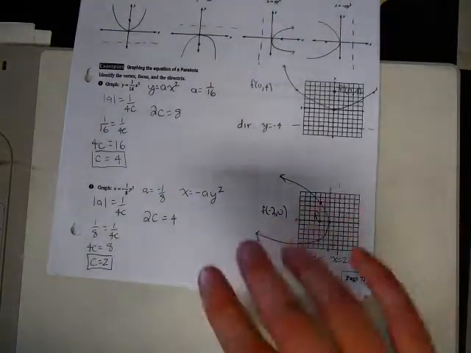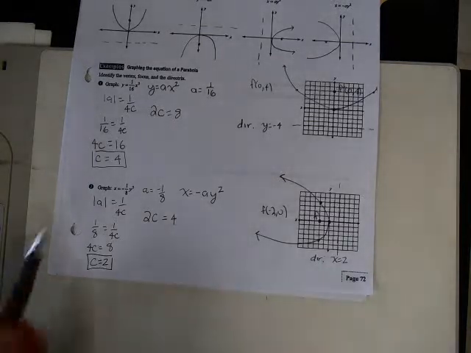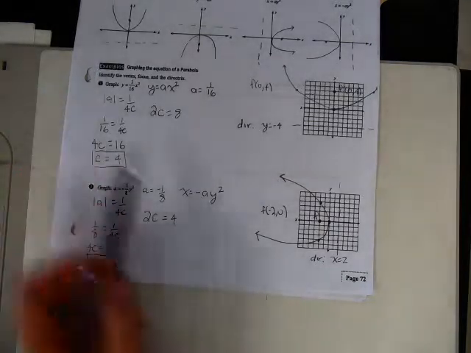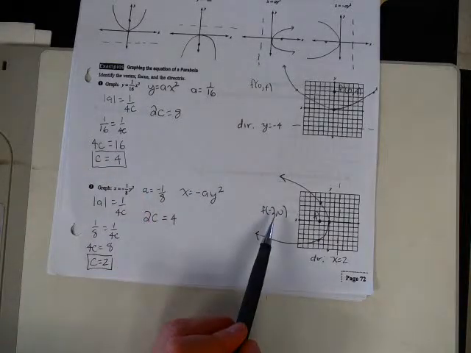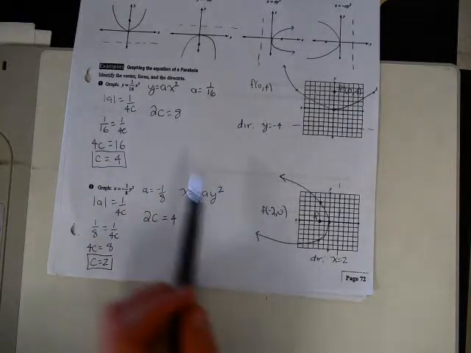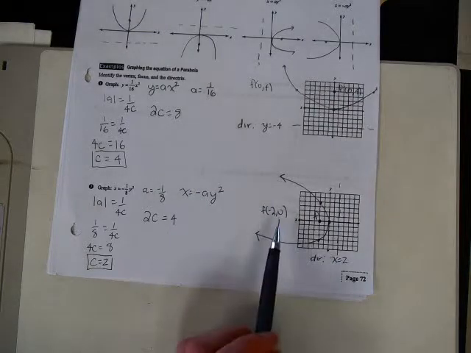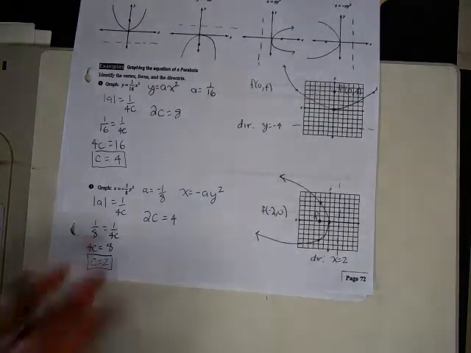It's a little lopsided, but you get the idea. So we have found the vertex (0, 0), focus (-2, 0), and the directrix x = 2, and we've done a sketch.